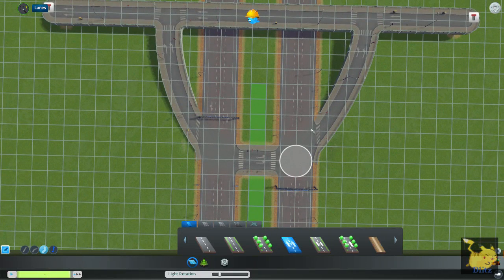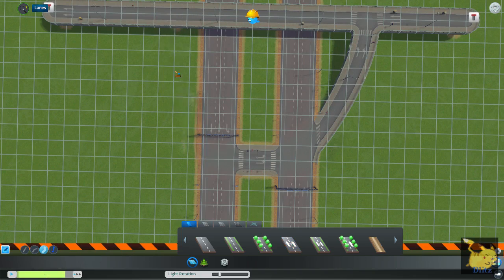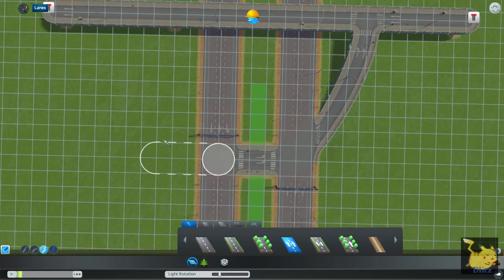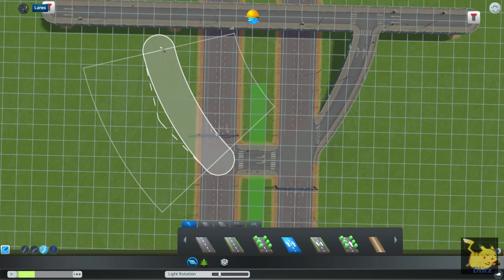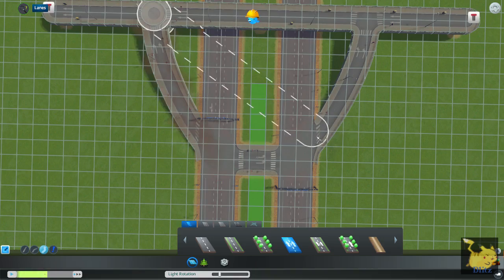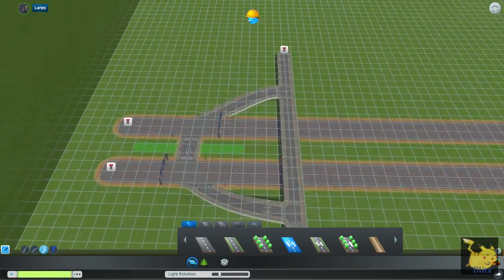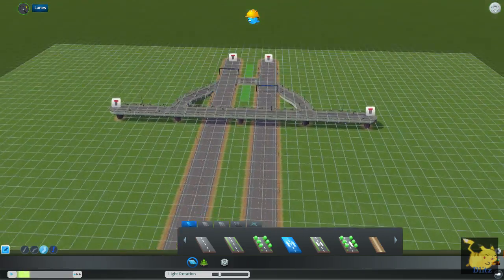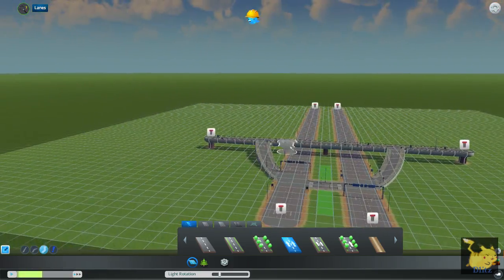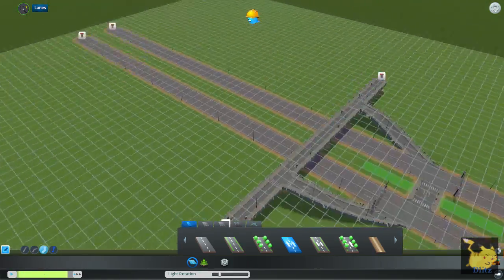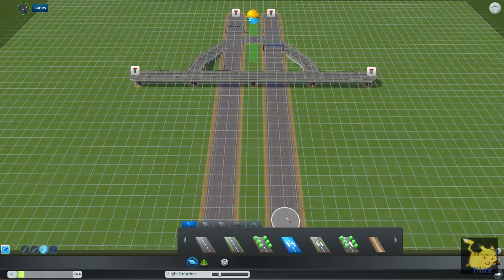Why does that not look level? 1, 2, 3 and a half. 1, 2, 3, 4. Yeah, it's not level. There we go. Okay, so that would just be basic ramps. And then, you know, we do the same thing on the other side. But that's too boring.